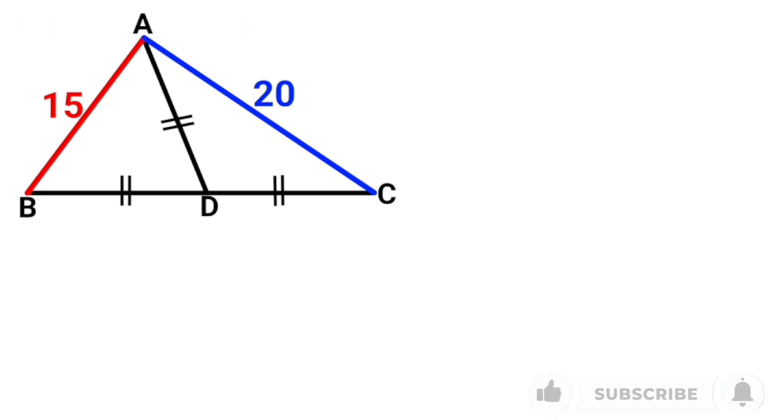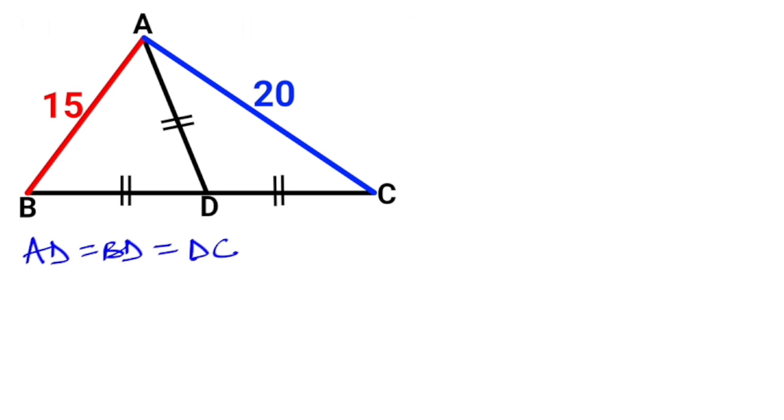Also, feel free to pause the video and give it a try, and tell us your answer in the comment section. To solve this problem, first, let's take a look at the given relationship. Segment AD equals segment BD, which also equals segment DC.